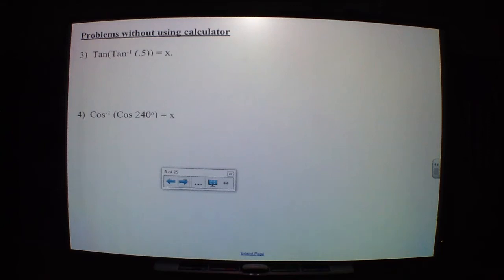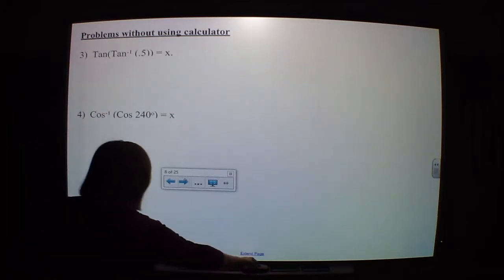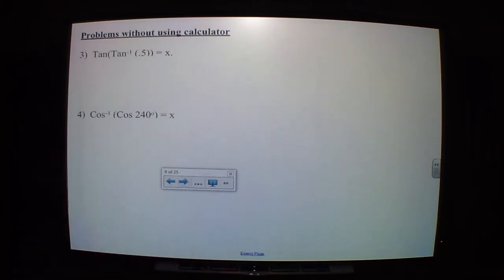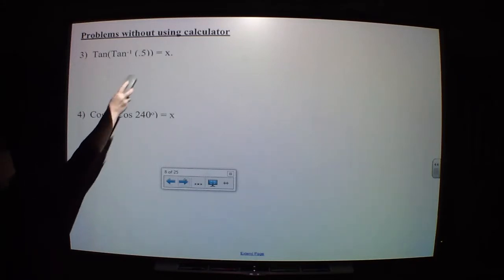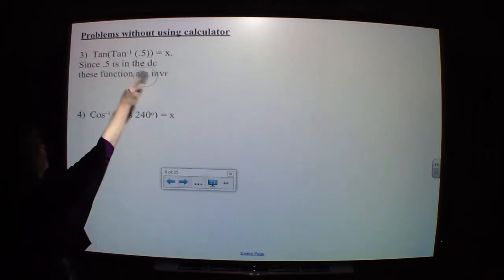Part 2. I want the tangent of the inverse tangent of 0.5. Remember what we did a while ago. If you put something in a function and then put it in its inverse, you get back to where you started from, as long as it's in the domain. So this one right here would just equal 0.5.